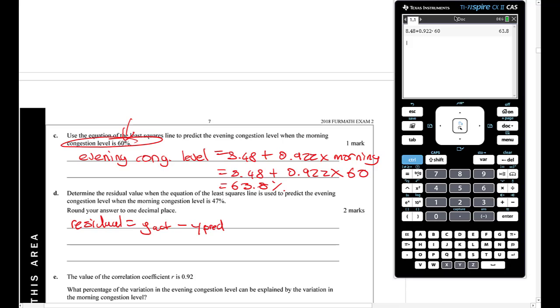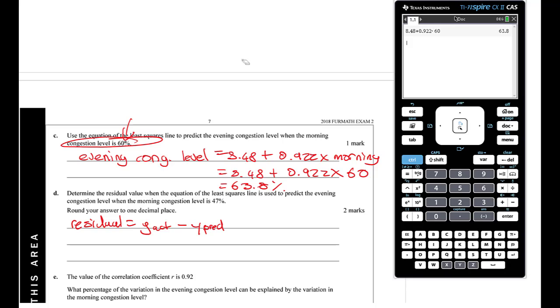Remember, when we look at residuals, I'm going to draw it up quickly up here. You've got your line of best fit, and if your dots are here, the residual is the distance between the dot and the line. If it's below the line, that would be a negative number. If it's above the line, that would be a positive number. So that's what we're talking about with residuals, and this is how you calculate them.